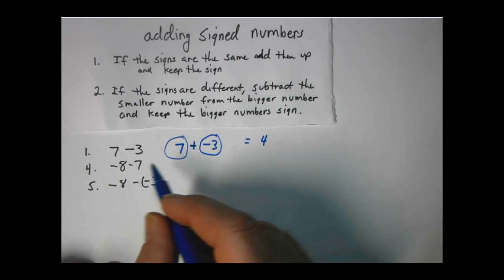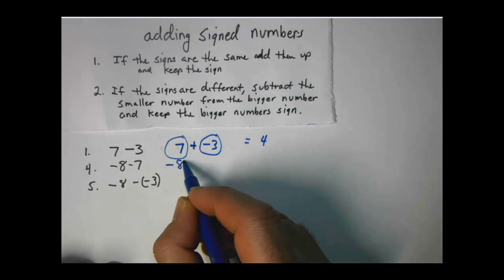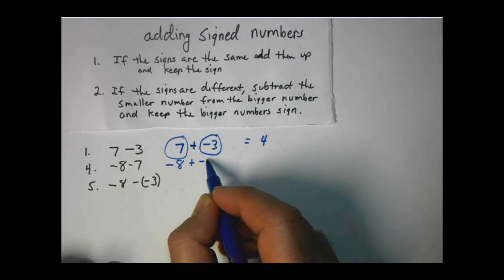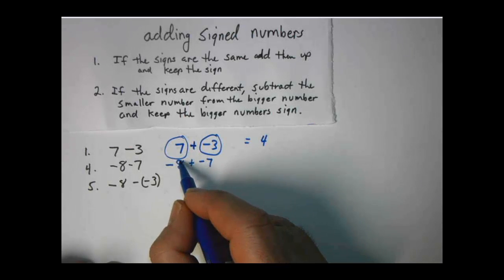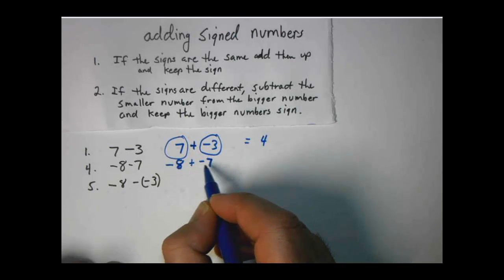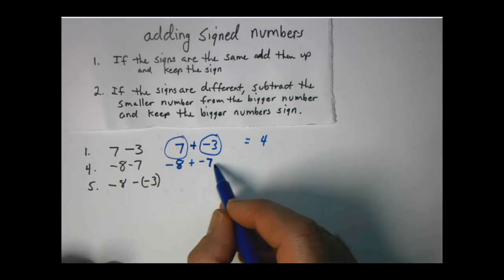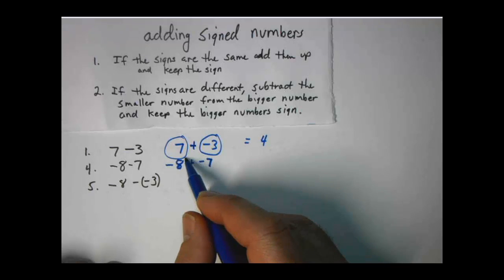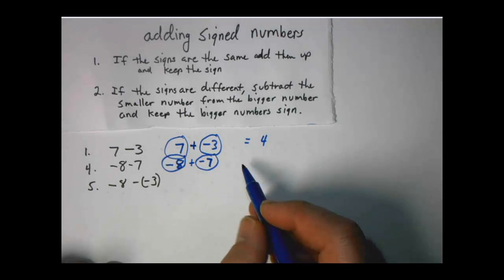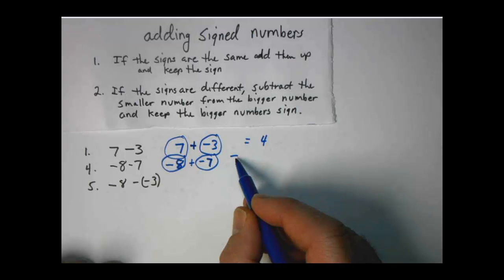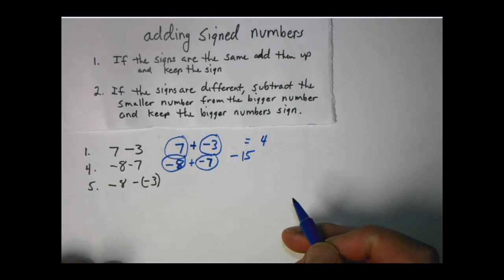This particular problem here, we have minus 7, and we're going to scoot that over and then put the minus 8 over here. Excuse me, minus 8, minus 7. So the signs are the same. So what we do is we add them up then, because we have minus 8 and minus 7. That gives us negative 15.